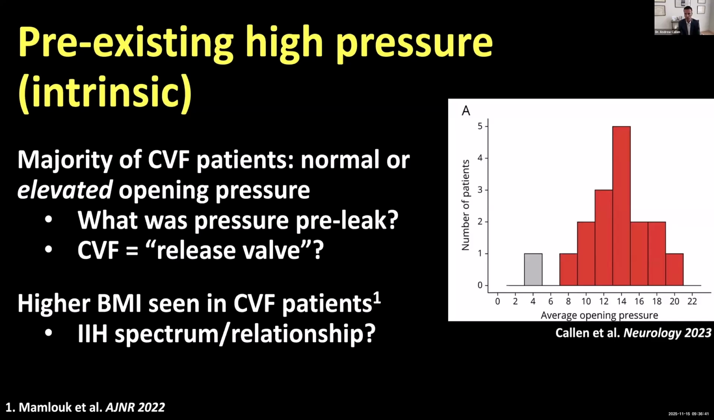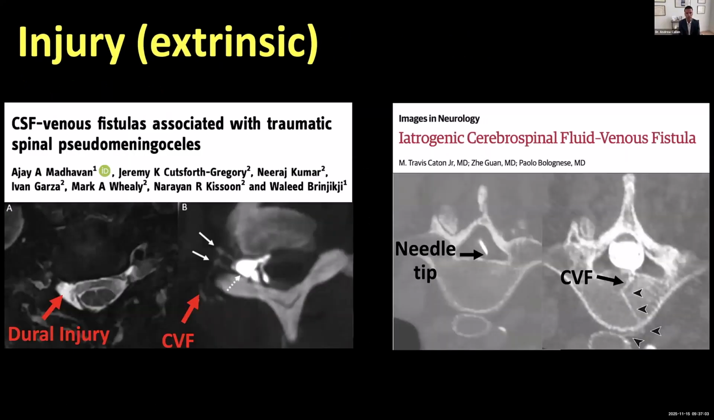This is further corroborated by the fact that we've observed a higher average BMI in patients with CSF venous fistulas, and this is something that has been known to be associated with IIH, idiopathic intracranial hypertension. Not all patients, but this has been shown in several studies, and so it further lends to this idea that perhaps a pre-existing higher pressure state could be contributory.